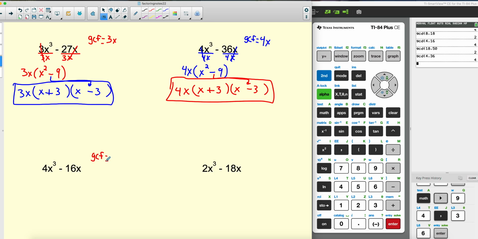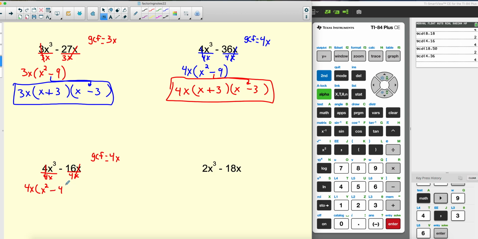If you said 4, you were correct. And if you said x, you were correct. 4 goes into 16, x to the third and x to the first. You always take the smaller variable, so that's x. So you have 4x. Pull out 4x, open one parenthesis, bring your 4x up to divide both terms. What we do to one term, guys, we always do to the other when we're factoring with the GCF. 4's cancel, you get x squared minus 16 divided by 4 is 4.